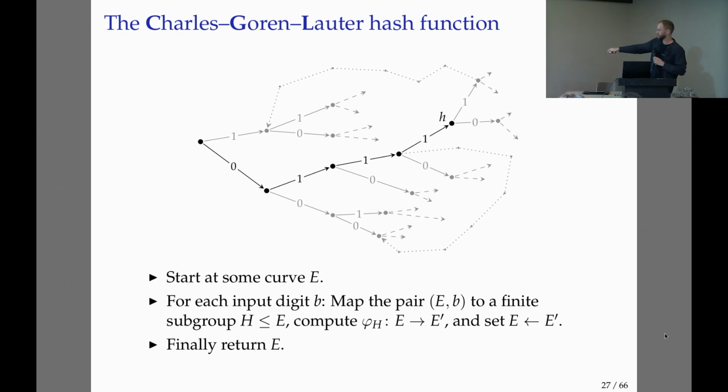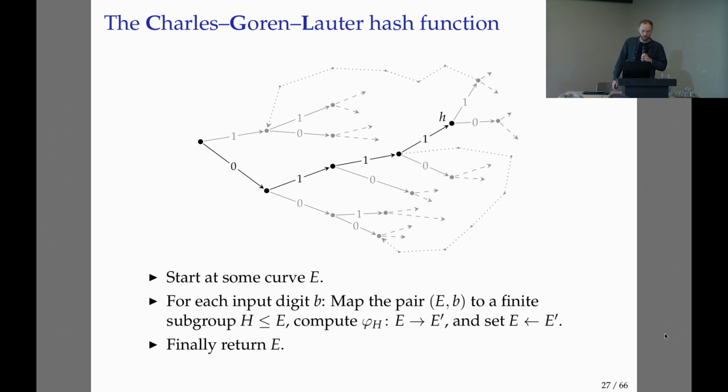Okay, so more formally, you have a starting curve, some fixed thing that the designer chose in advance, and then you're walking around on this graph, so at any point in time you're on one of these elliptic curves, the dots are elliptic curves, okay? And you start here, and you process your input, and you just choose one of the outgoing isogenies at each step. And the hash value in the end is some identification value of the curve that you end up on.